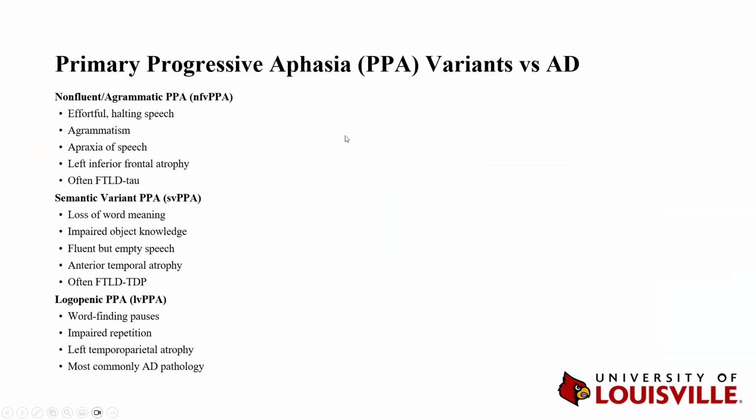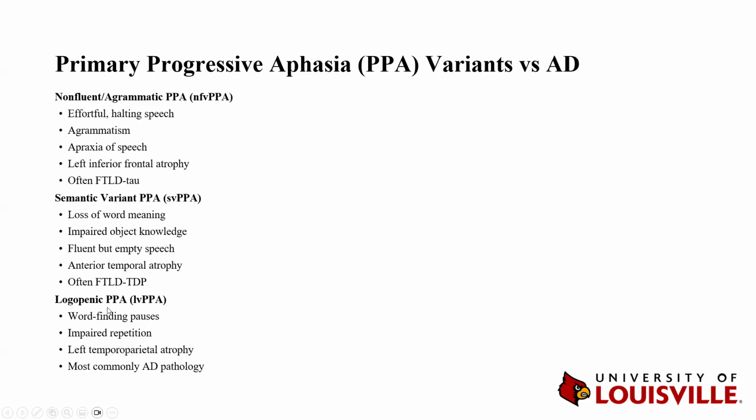So primary progressive aphasia, or PPA, variants versus AD. Sometimes we're going to have more issues with language when they present. I think Dr. Soul and I are still working with a patient that we're leaning towards a semantic variant of PPA. So they have some loss of word meaning and impaired object knowledge. They have fluent speech, but their speech often doesn't have much meaning behind it.